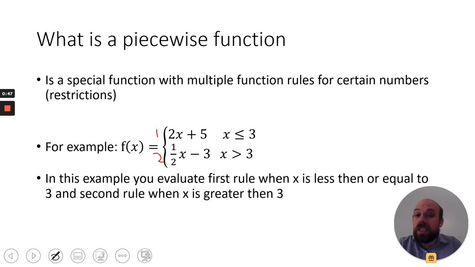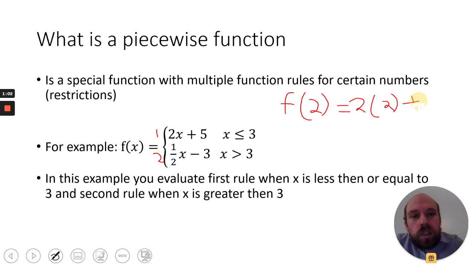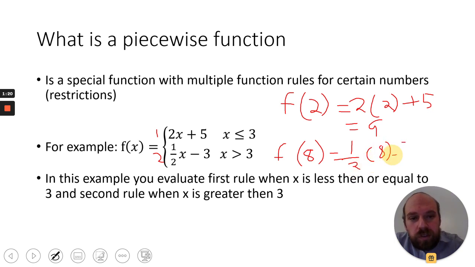Let's say x was 2. So I wanted to find f at 2. Since 2 is less than or equal to 3, you use the first rule: 2 times 2 plus 5, and that will be 9. Let's say you wanted to find f at 8. We'd use the second rule, because 8 is greater than 3, so half of 8 minus 3 will be 1.